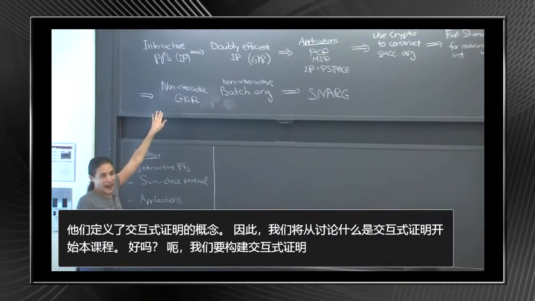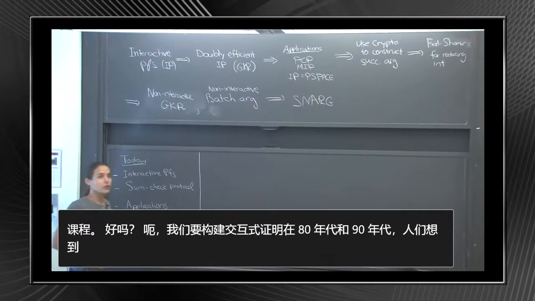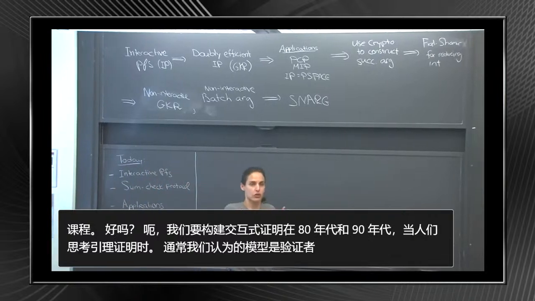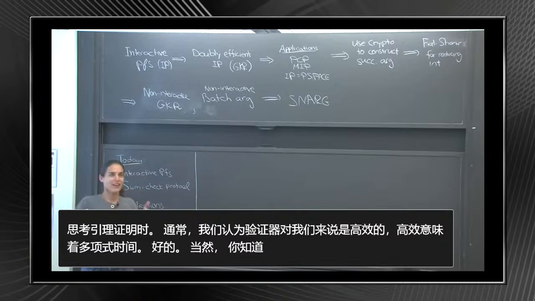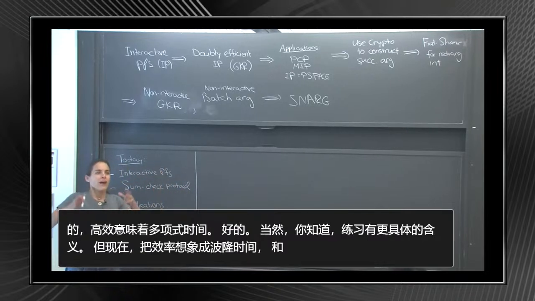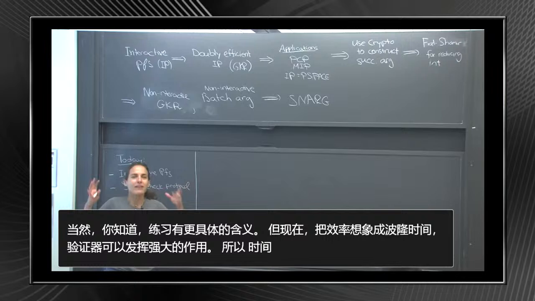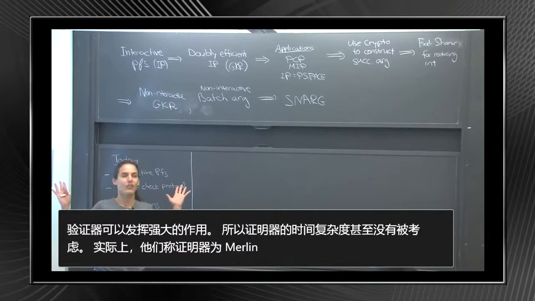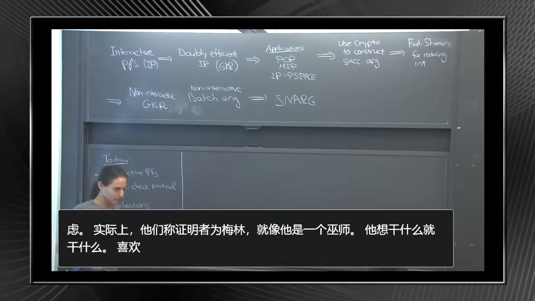In the 80s and 90s, when people thought about interactive proofs, usually the model is we think of the verifier as being efficient. For us, efficient means polynomial time, okay? But of course, in practice, it has a more specific meaning. But for now, think of efficient as being polynomial time. And the prover can be all-powerful. So the time complexity of the prover was not even a consideration. Actually, they called the prover Merlin, like he's a wizard, can do whatever he wants, like infinite power.